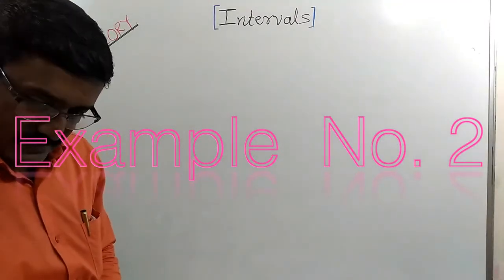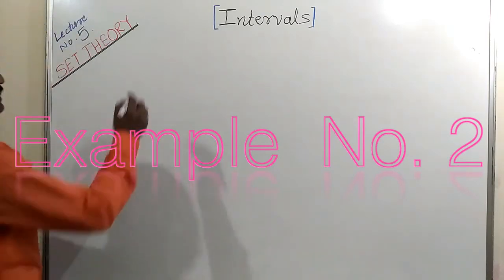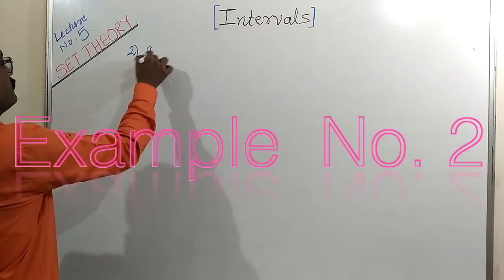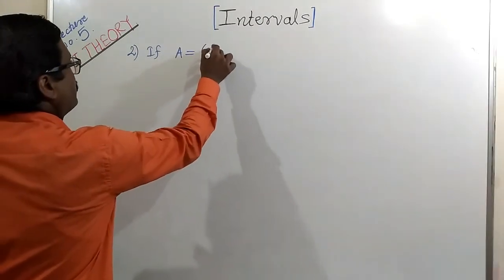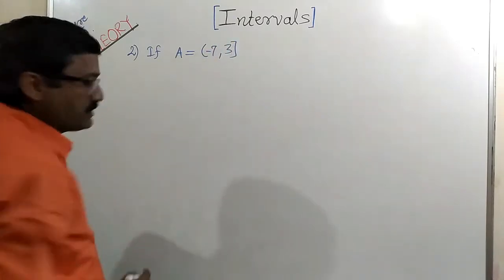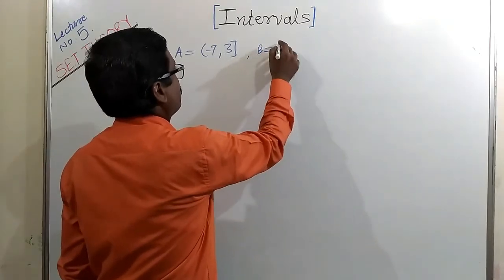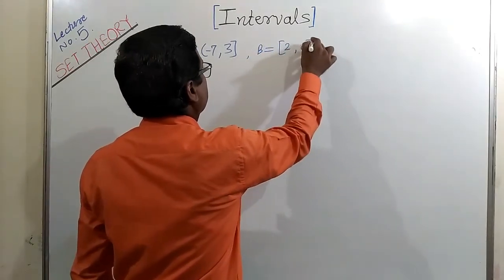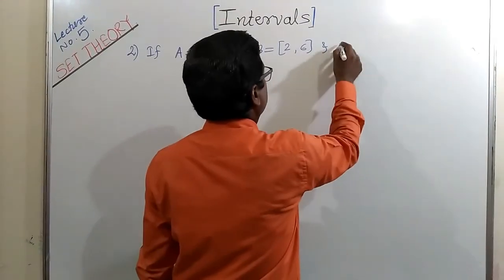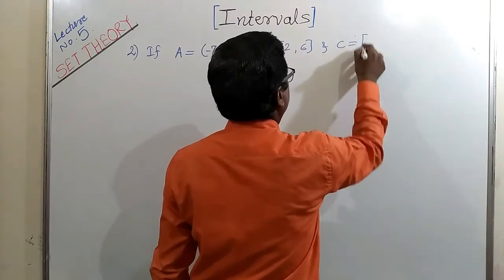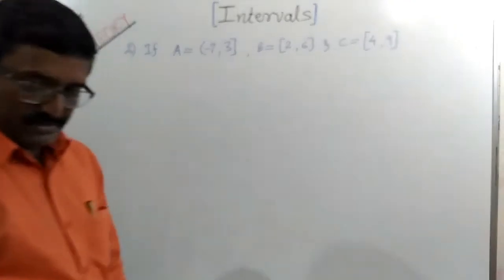If A is the interval open minus 7 to close 3, B is close 2 to 6, and C is close 4 to 9, these three intervals are given.